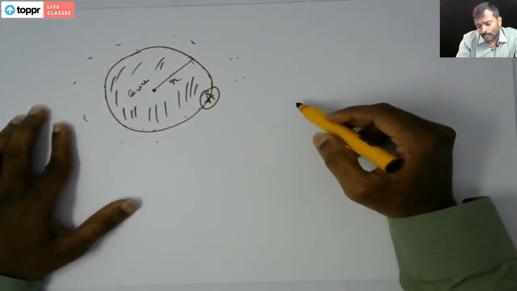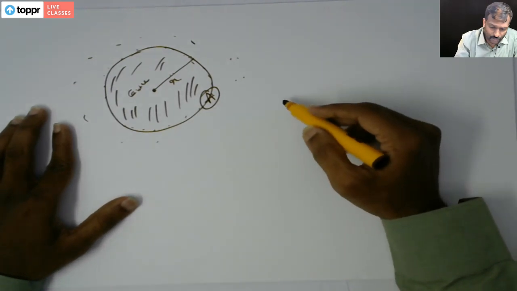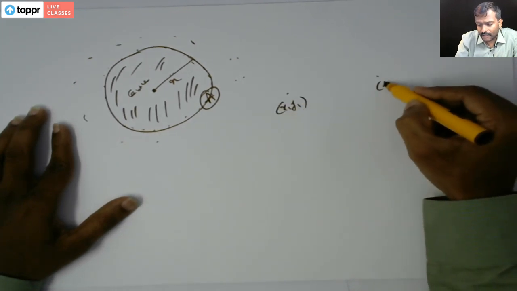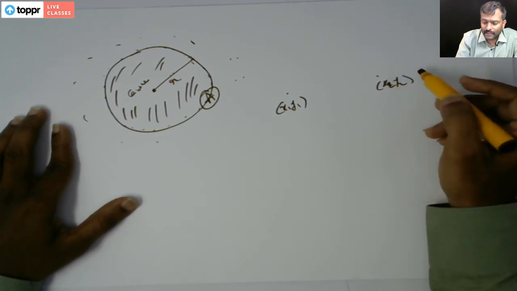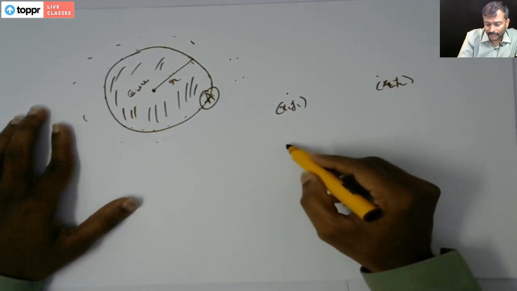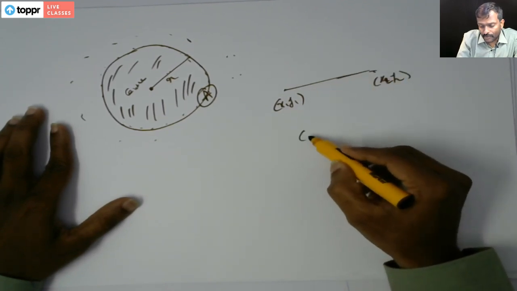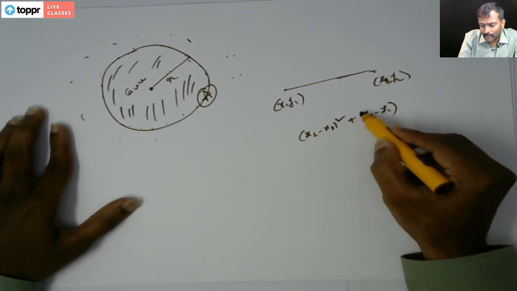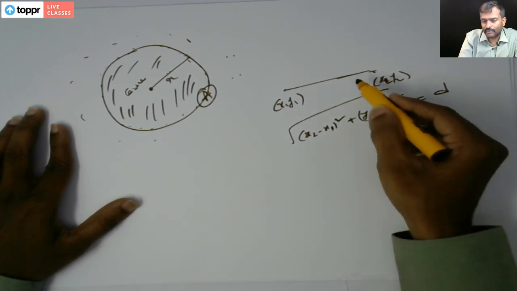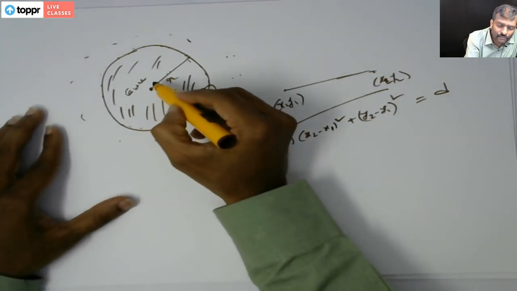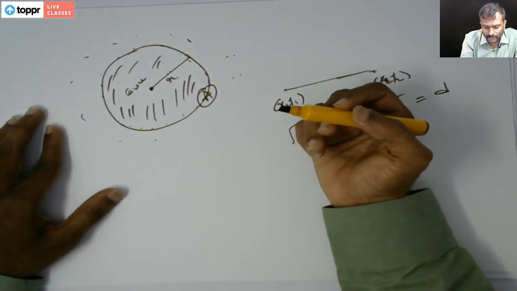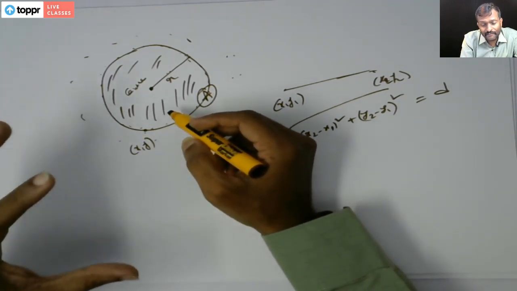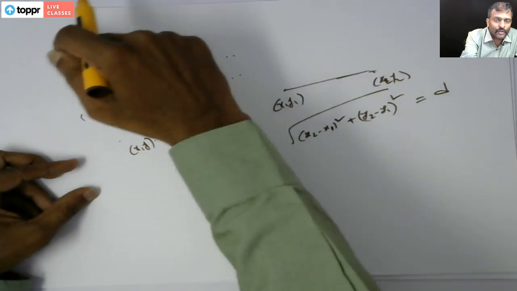Before talking about the equation, consider the distance between two points, say x1 y1 and x2 y2 in rectangular coordinates. The distance between these two will be equal to the square root of x2 minus x1 whole square plus y2 minus y1 whole square. Now I want to find the equation of the circle. So I will take a random point x comma y on the circle. It's a variable point; x is varying and y is also varying. It keeps going around.